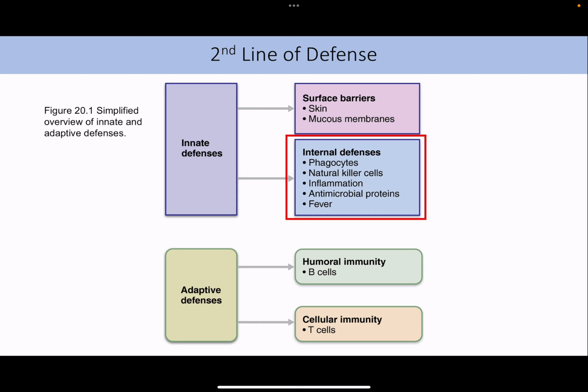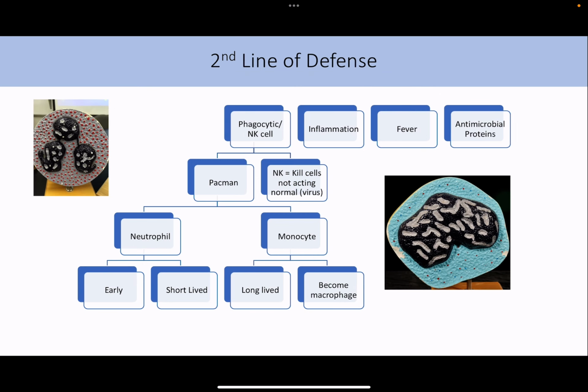All right, so those were our surface barriers. We're going to talk about internal defenses next. So this is still the innate defenses. These are still the ones that are non-specific, still the ones that we are born with that do not have any kind of memory. They're just there to fight off anything that does not belong. So this includes our phagocytic cells and our natural killer cells.